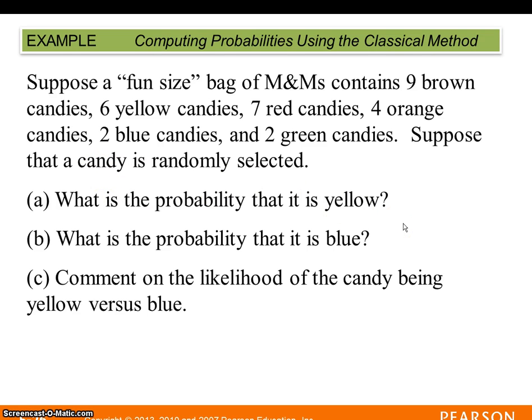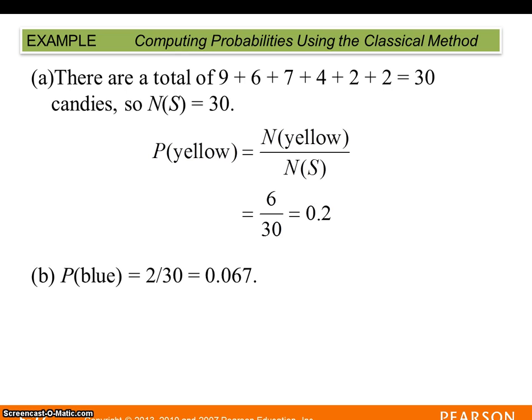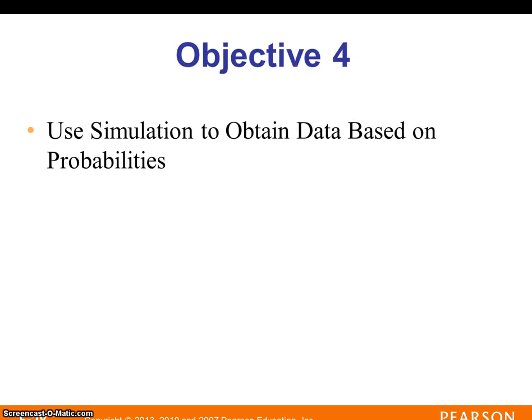So you don't need to do an experiment in this case. You would just add up the total number of candies, and then divide by the total. To figure out the probability of getting a yellow, it would be the number of yellow divided by the number of possible candies you could get. There'd be 30 possible outcomes, so that would be 0.2. The probability of getting blue would be 0.06, and getting yellow is 3 times as likely as getting a blue, based on what we saw.